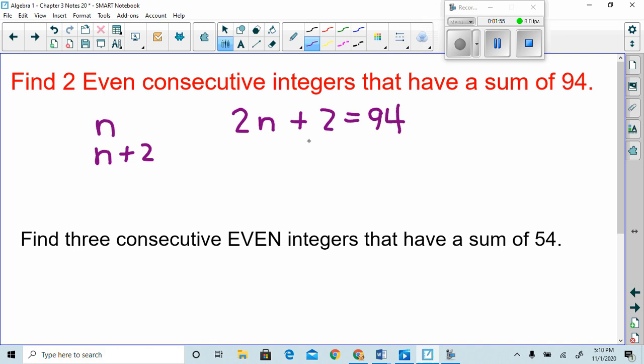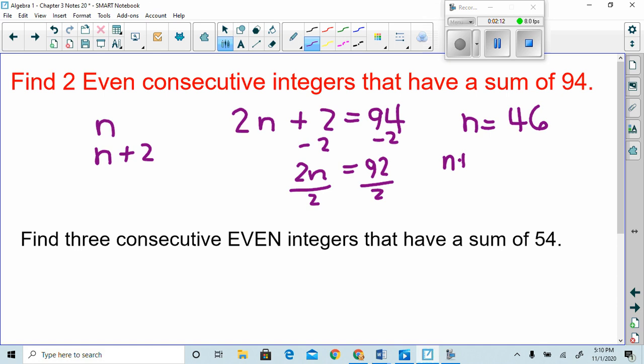I now start my transformation. I would subtract 2, isolating my variable. I would then divide by 2, and I see that I get n is equal to 46. Well, if I want n and then n plus 2 more, 48 would be the second number. I'll double check, and it works out, it's 94. So my two numbers are 46 and 48.